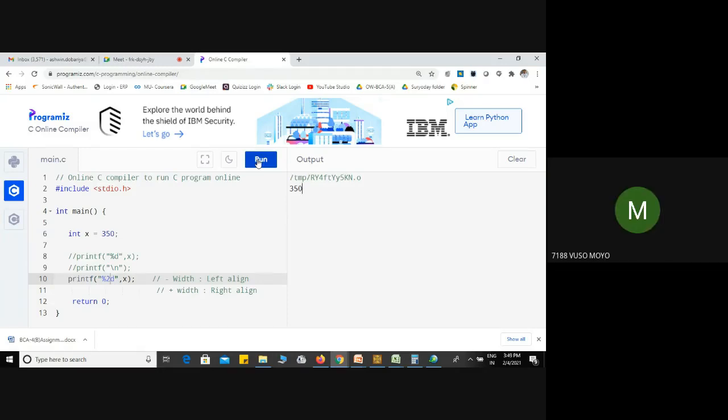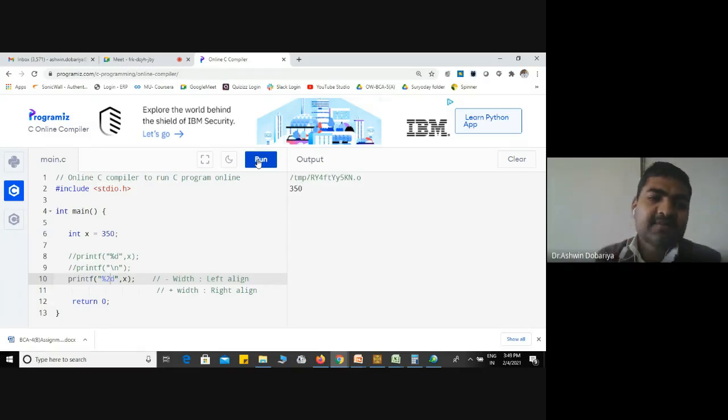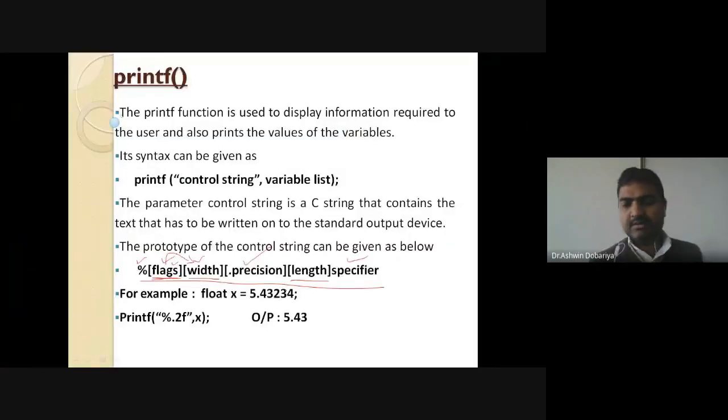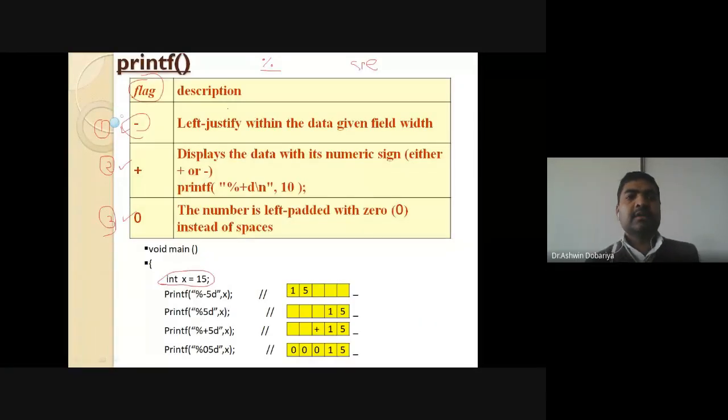Clear? Yes, sir. Okay. So here we have discussed 2 flags with the width. If you mention minus, then it is left justified within the given field width. Then positive: generally we are not writing the plus symbol, because if you mention only a number, it is considered as positive. So it displays the data with its numeric sign, either plus or minus. In that way, 0 is very interesting.